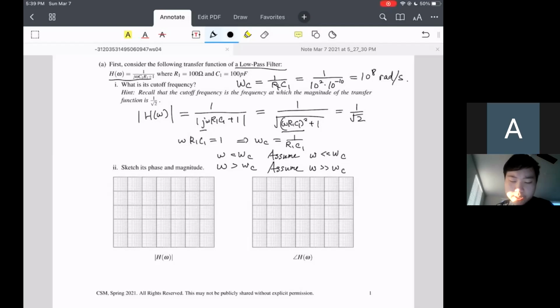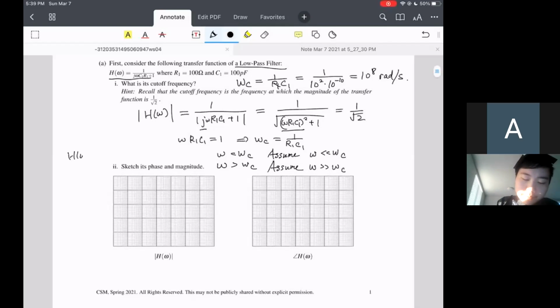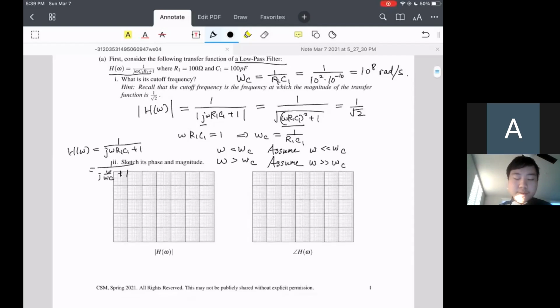So to do the magnitude plot, I should probably write it down here. We have h of omega being equal to 1 over j omega r1c1 plus 1. So we know that omega c is equal to 1 over r1c1. And so this is actually equal to 1 over j times omega over omega c plus 1. Just for the sake of simplicity, I'll write it out that way.